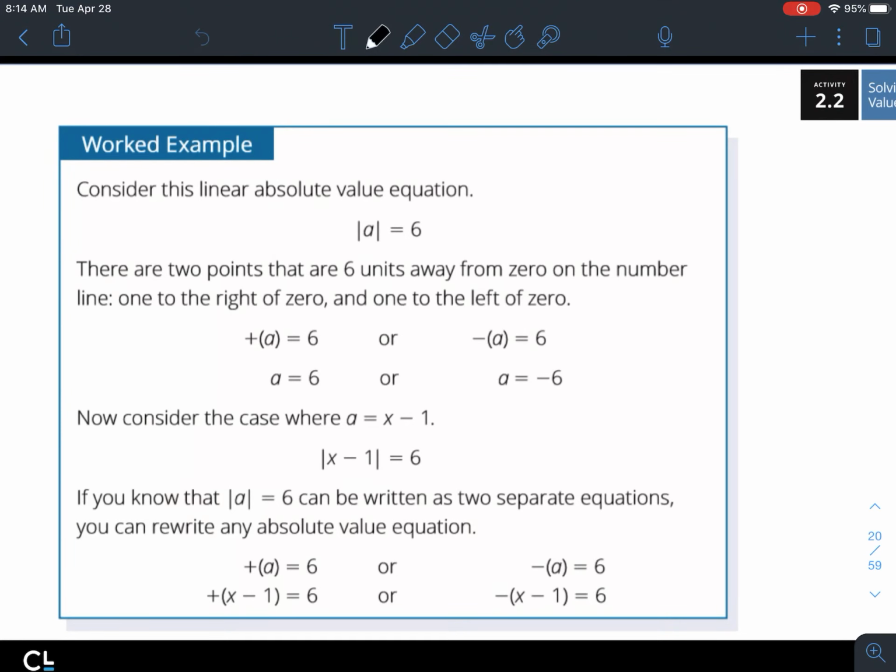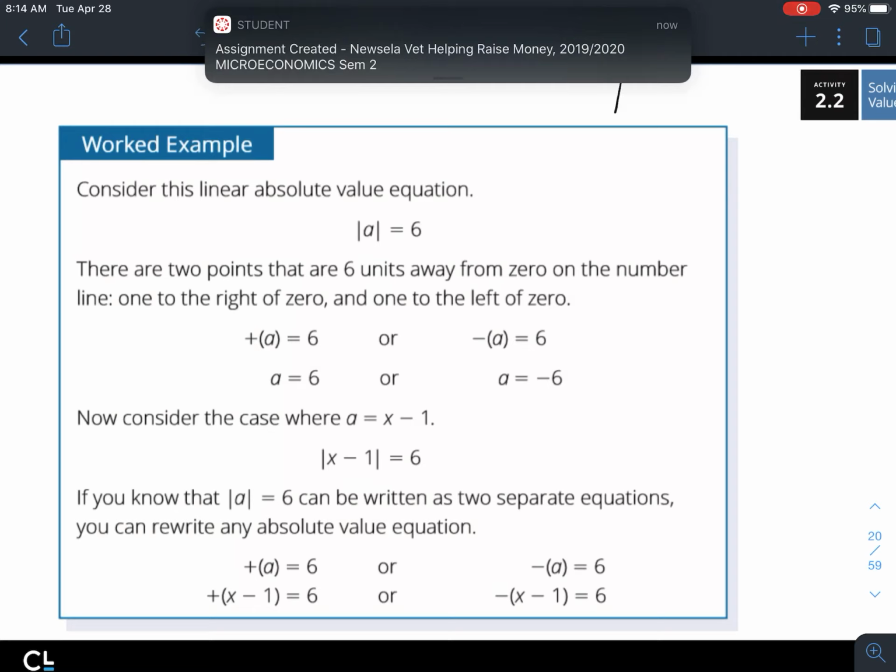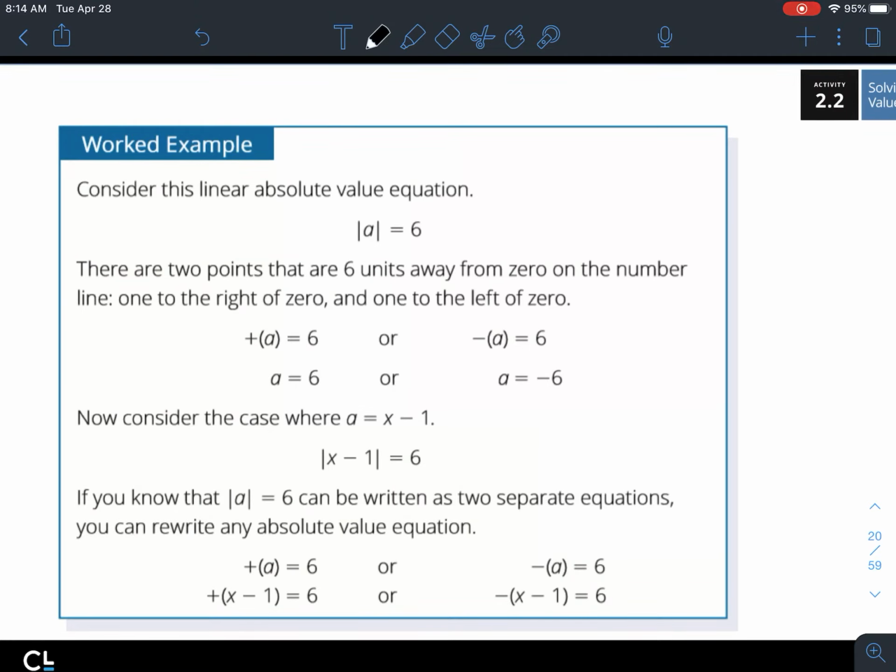So it says work example. Consider the linear absolute value equation: the absolute value of A is equal to 6. There are 2 points that are 6 units away from 0 on the number line. One is to the right of 0 and one is to the left of 0. So they have positive A is equal to 6 and negative A is equal to 6, or A is 6 or A is equal to negative 6.